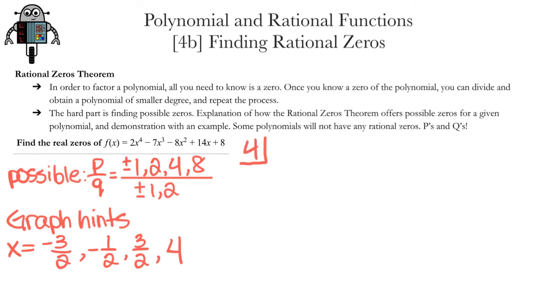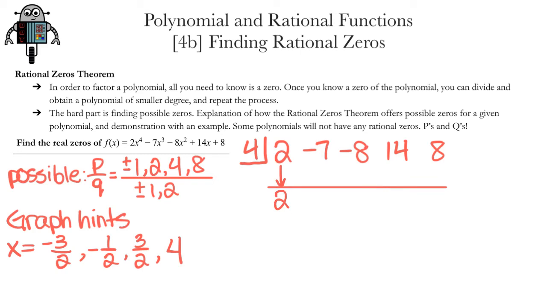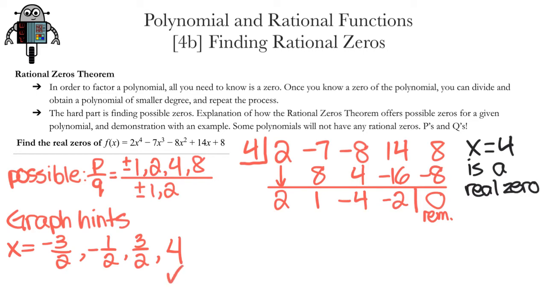Let's start with 4 and put the coefficients to the right, draw a horizontal line, and drop down the 2. Here we go. Follow along. 2 times 4 is 8. Add to get 1. 1 times 4 is 4. Add to get negative 4. Negative 4 times 4, negative 16. Add to get negative 2. And negative 2 times 4 is negative 8. Remainder of 0. Thus, 4 is a real 0.